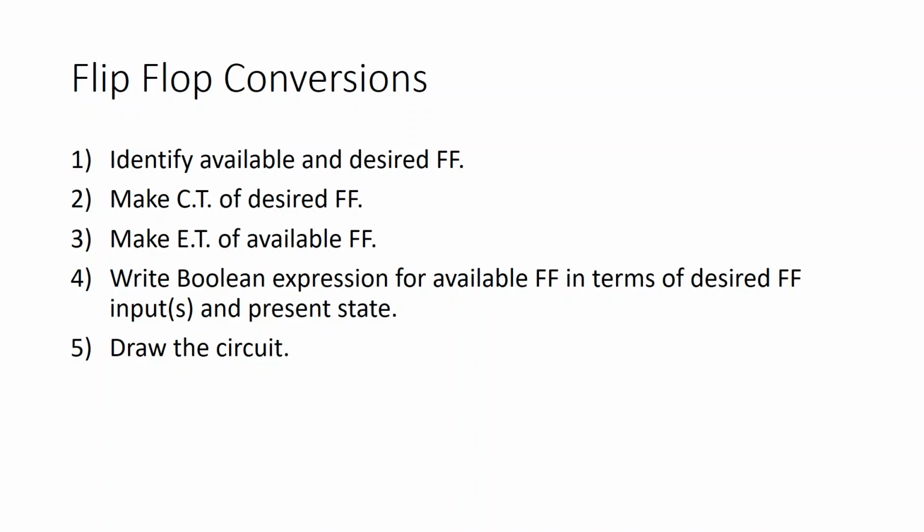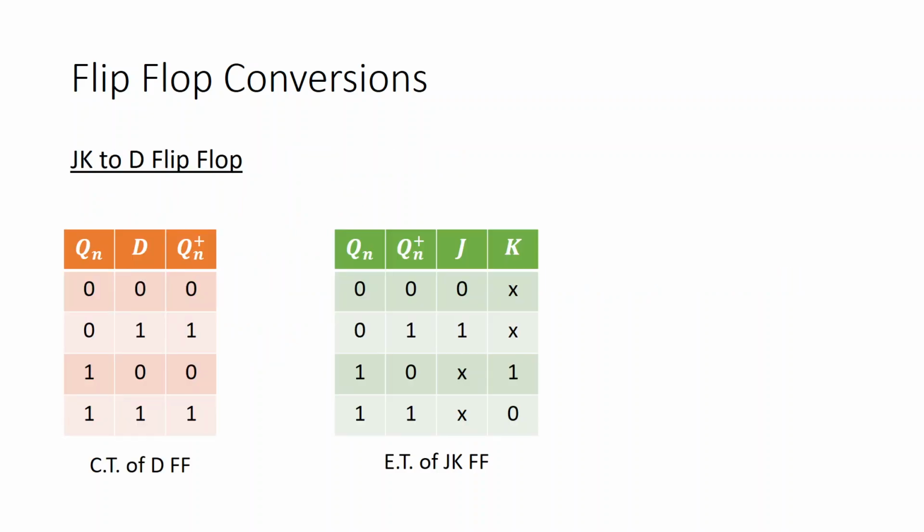When you have identified it, you have to make the characteristic table of the desired flip-flop and the excitation table of the available flip-flop. Then write down Boolean expressions for the available flip-flop in terms of the desired flip-flop inputs and present state. You will get a Boolean expression. Then you have to draw the circuit. Just by looking at the statements, you would not understand much of it, so let us go into an example.